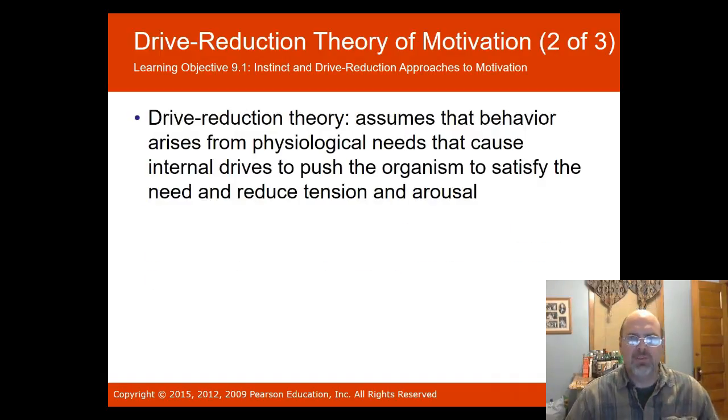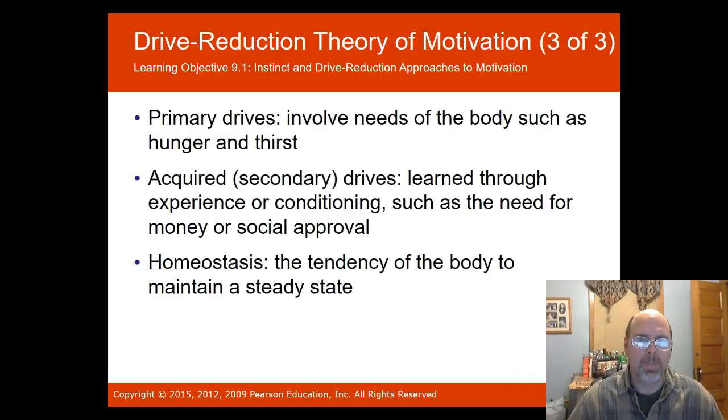Now, the drive reduction theory assumes that behavior arises from physiological needs that cause internal drives that push us to satisfy the need and reduce tension. So for instance, with a hunger drive, we have a physiological drive to eat, and it motivates us to find food so we don't have that tension and hunger pains. That's the drive reduction theory. So we try to do things to avoid pain and gain pleasure.